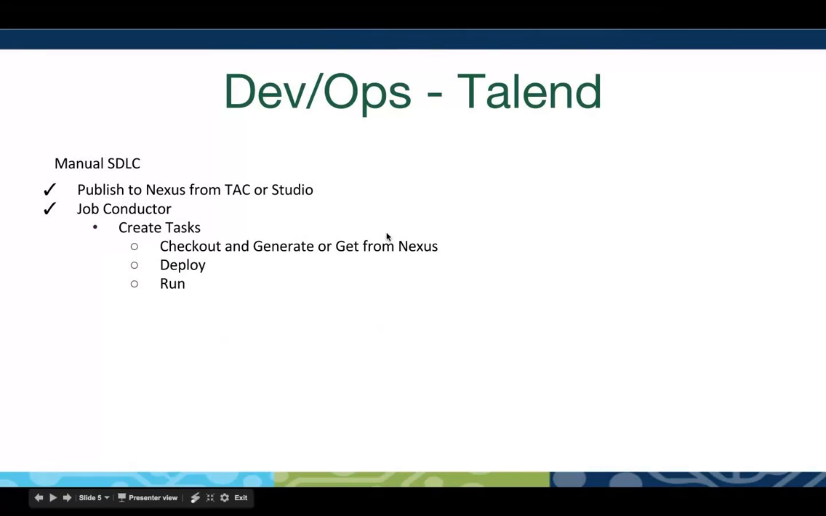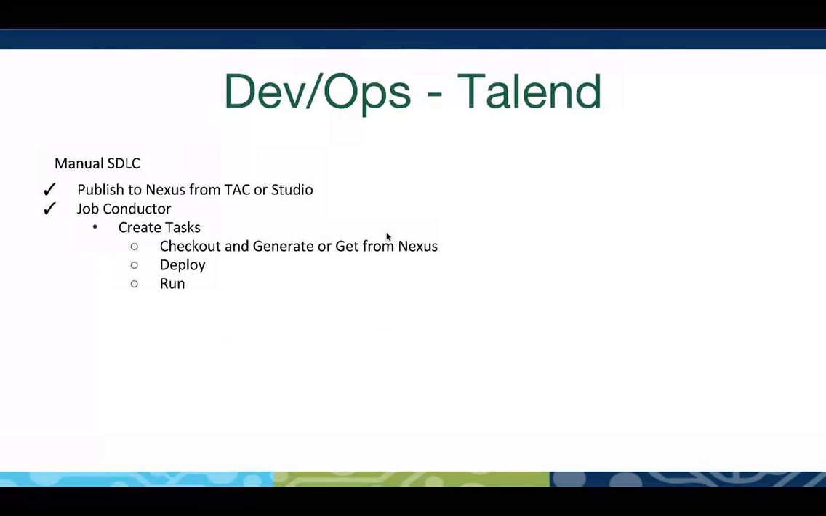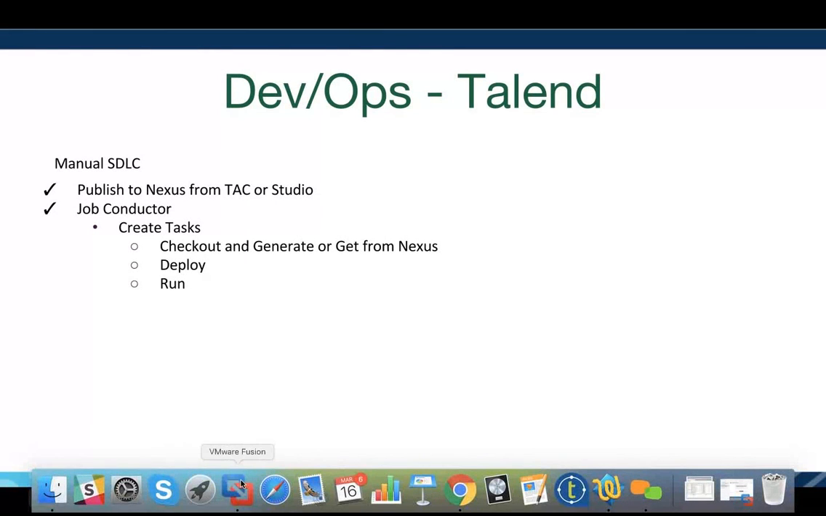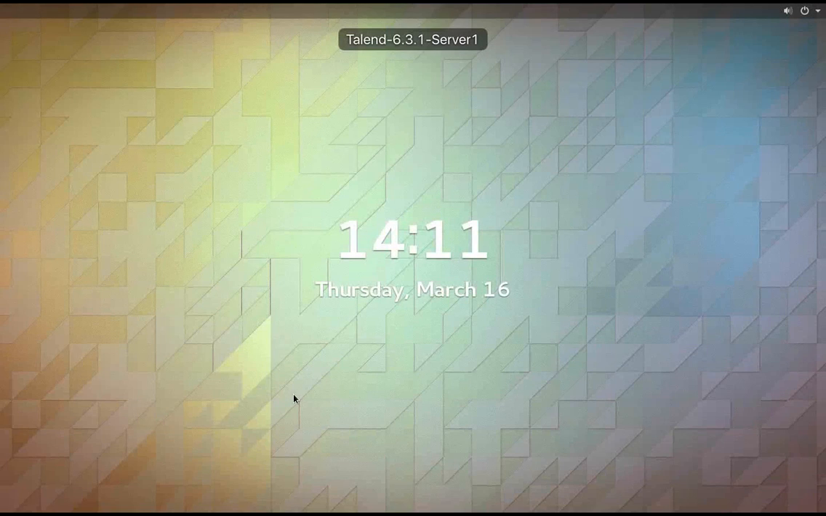So the manual system development lifecycle, I'll show you what that means. If you go into the administrative console, most people have probably created tasks from jobs. And when you create a task, you're going to grab that code, check it out, generate it, or there are some other options as well. And then you're going to deploy and run that. I'll just show you that real quick, what manual processes look like here.